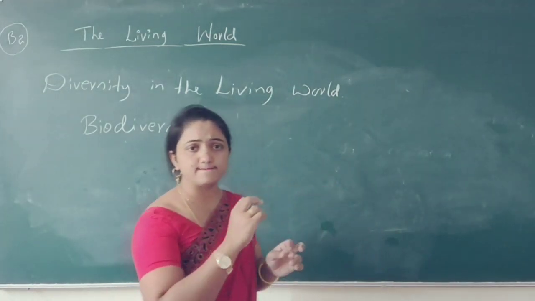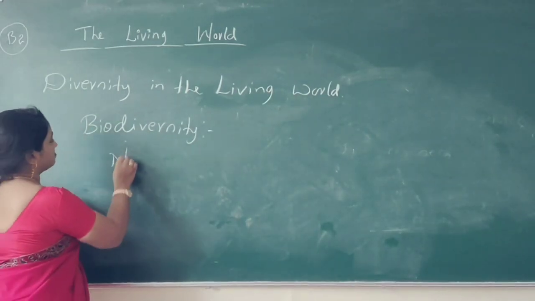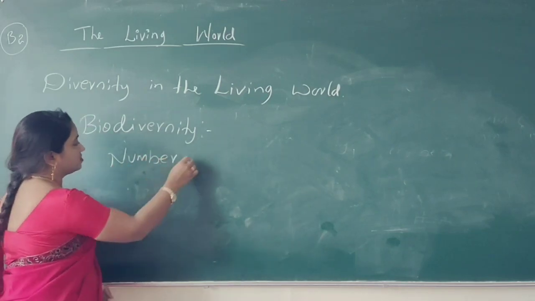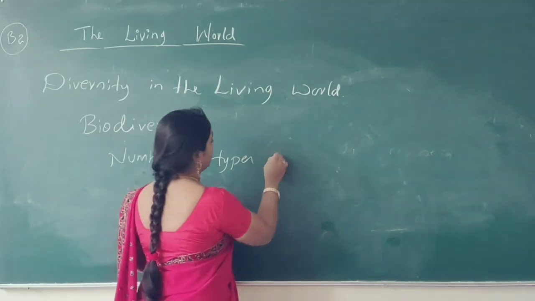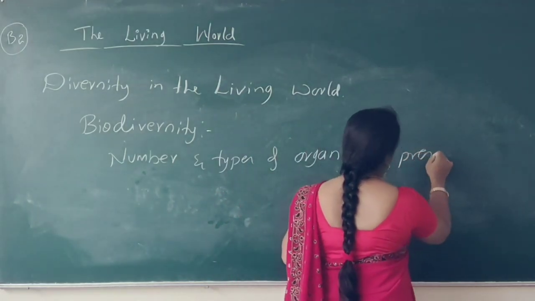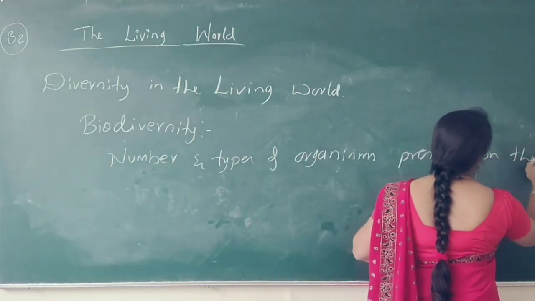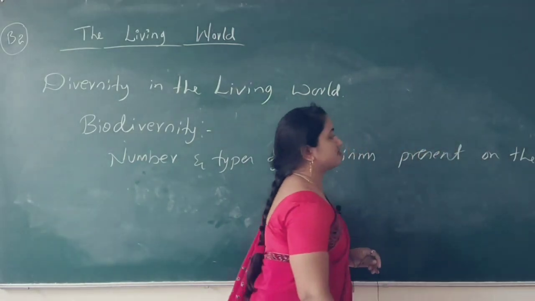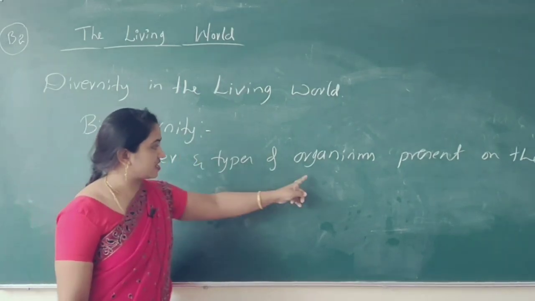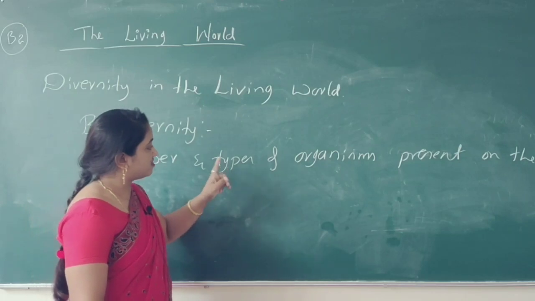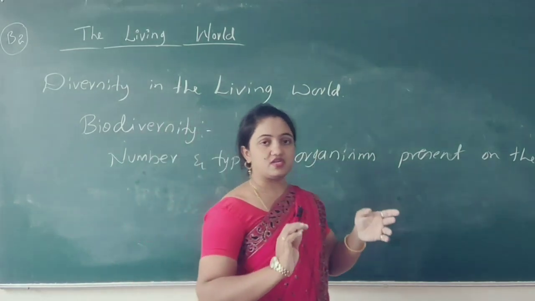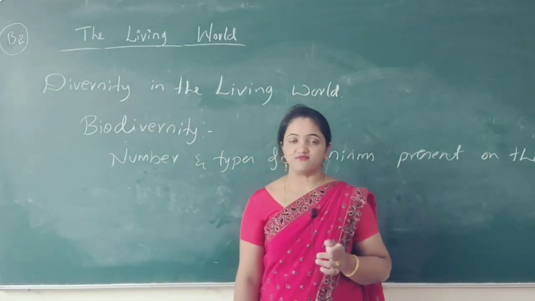So biodiversity refers to the number and types of organisms present on the earth. The total number of different organisms, and the total number of different types of organisms which is present in the world or on the earth, is referred to as biodiversity.